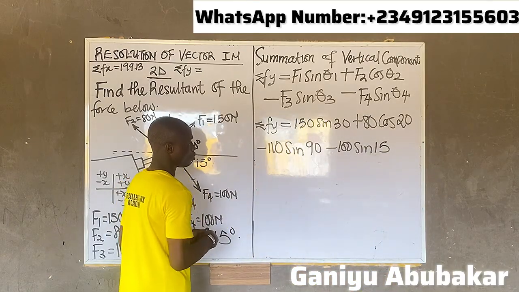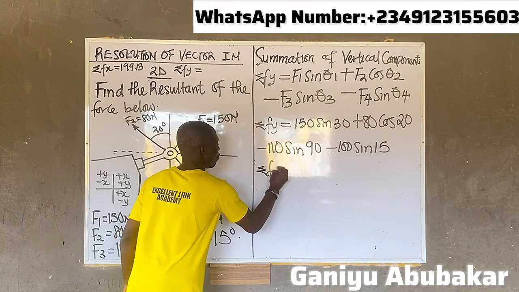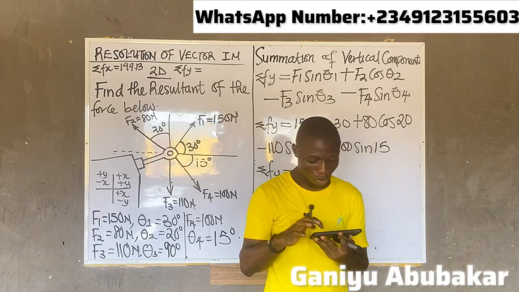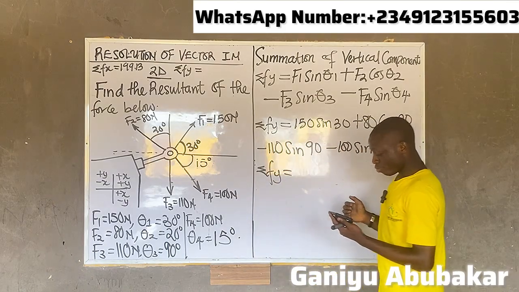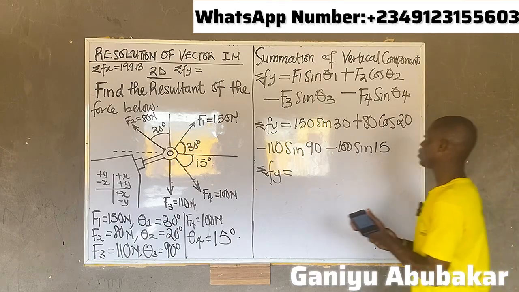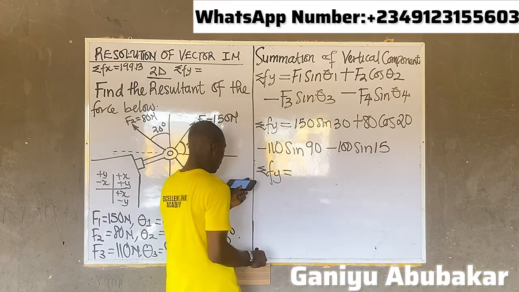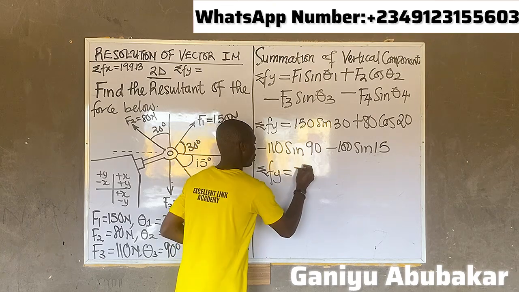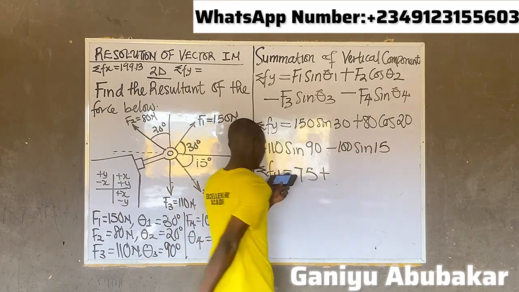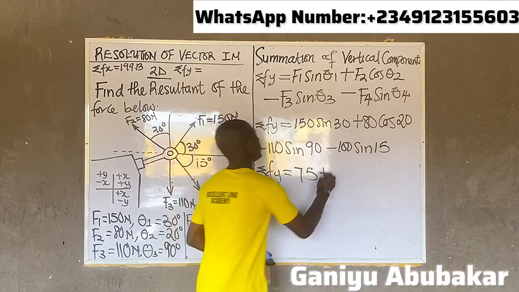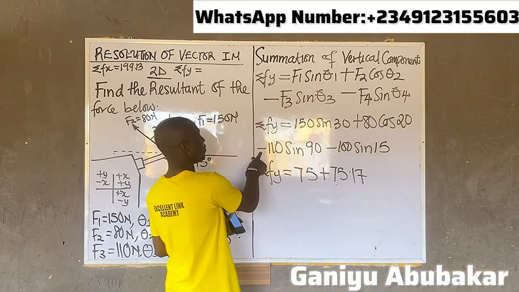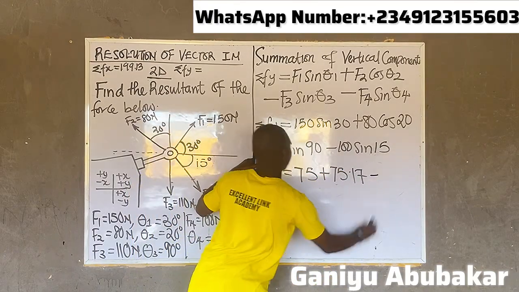I'll have to punch calculator to get this value. So summation Fy is equal to 150 sine 30. Let's see what we get. Correct. All right. So let's get this value, please. This one here gives you 150 sine 30. That's 75 plus this 80 cos 20 gives about 75.17. Negative, this is negative here, so I have negative here.